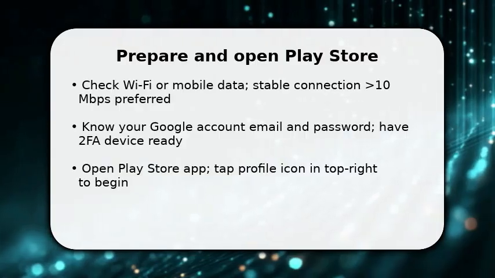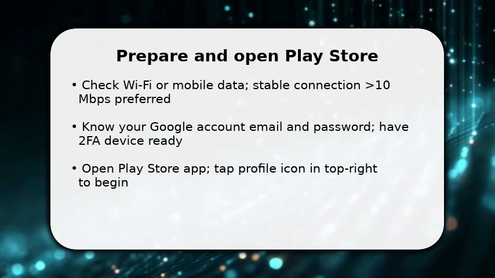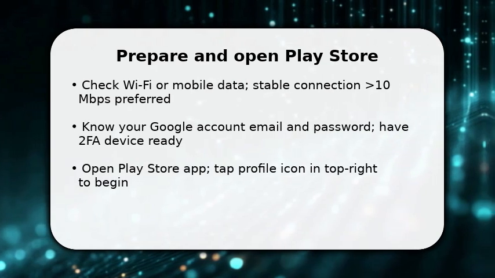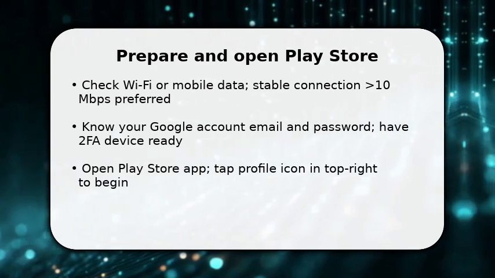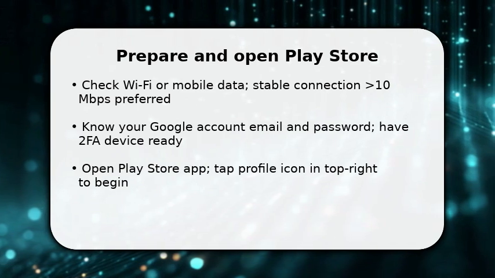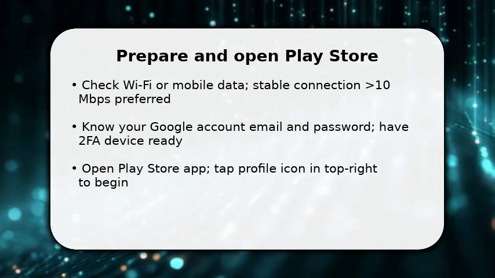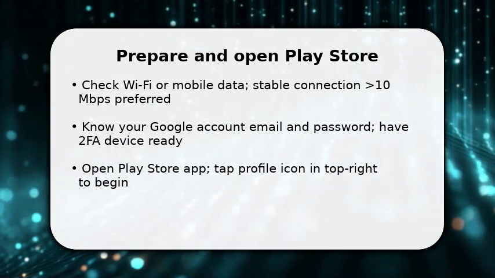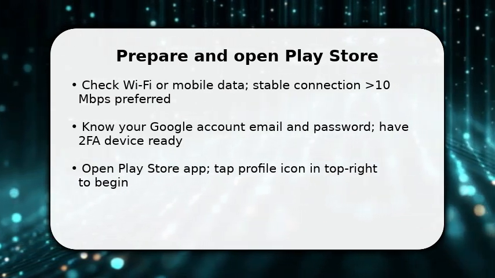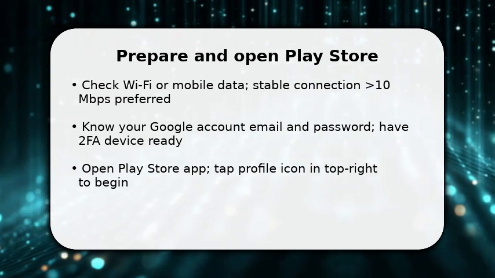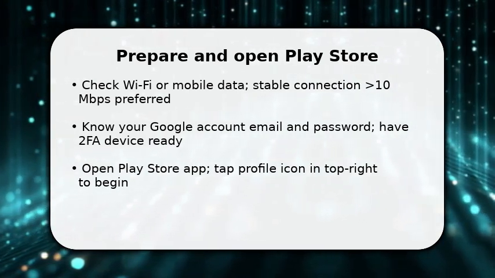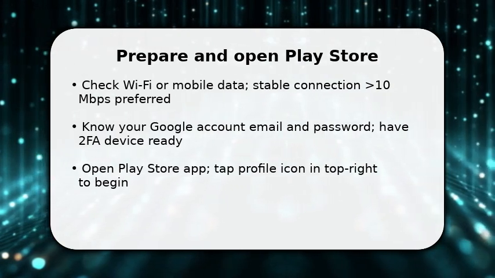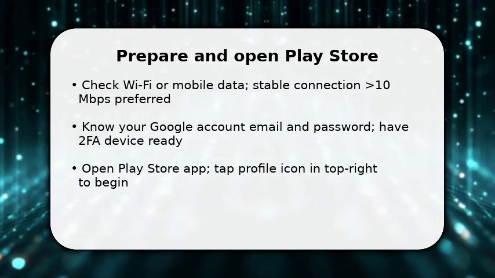You begin by making sure connectivity and credentials are ready. Connect to a stable Wi-Fi or cellular network so downloads and syncs won't fail. Once done, open the Play Store app and tap your profile icon in the top right. This directs you to account controls where you add or switch accounts. If you already use two-factor authentication, have that device nearby. It speeds verification. These initial steps set the stage, so the account link proceeds smoothly without interruptions.